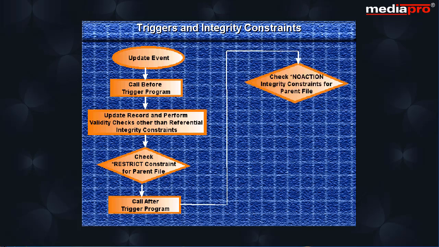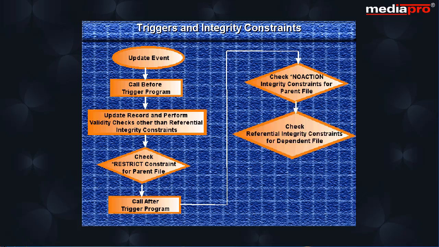Then, all the *NO ACTION integrity constraints are checked for the parent file. Thereafter, all referential integrity checks are performed on the dependent file. And finally, it checks the primary and unique key constraints.